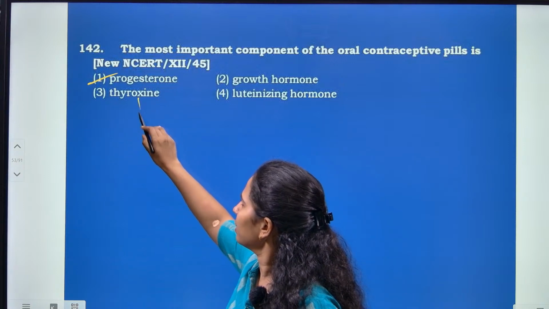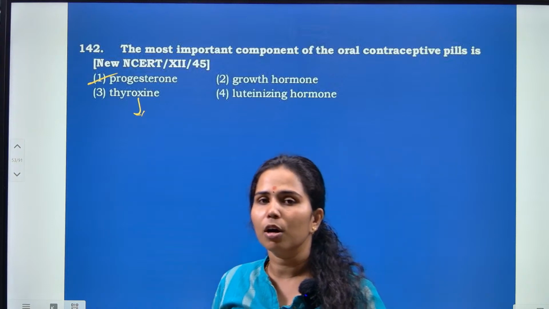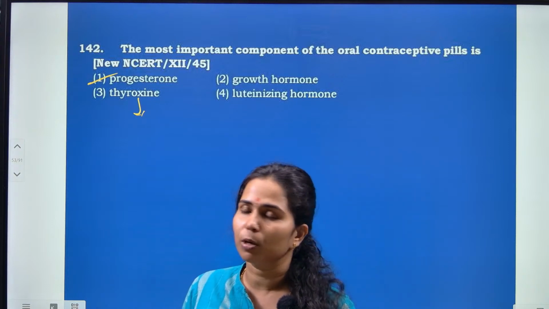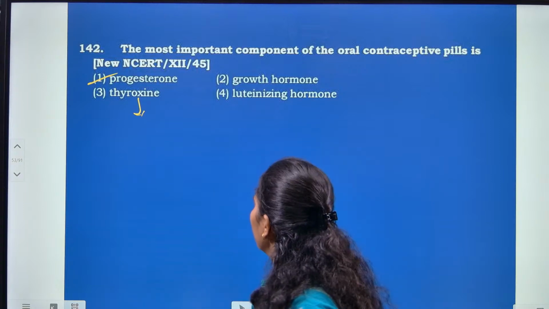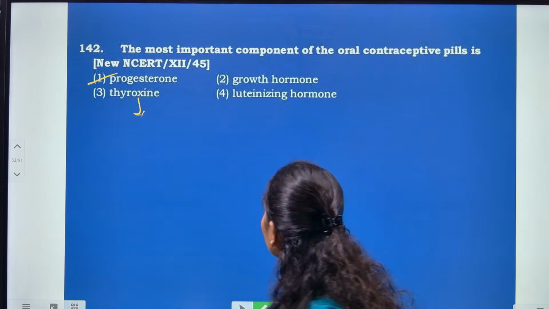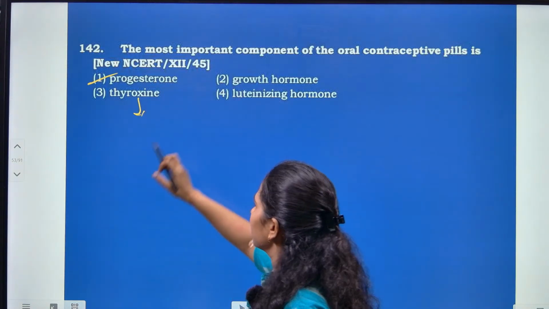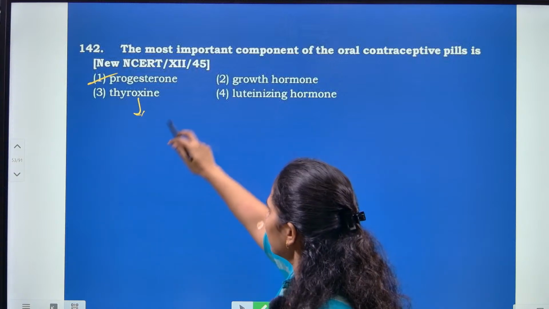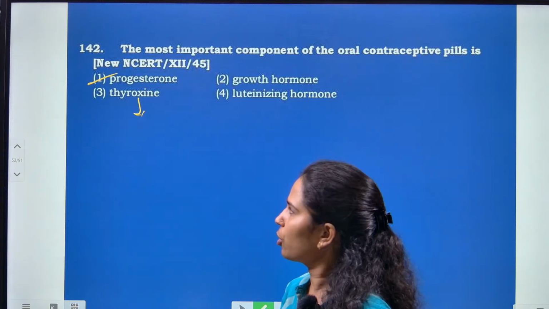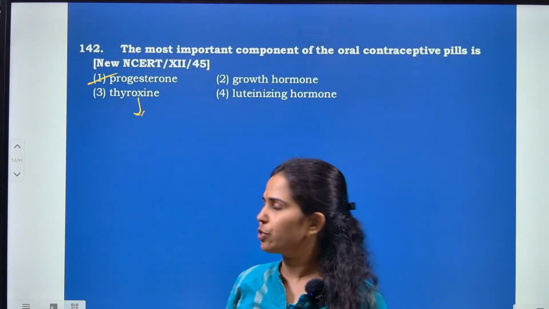Thyroxine is nothing but a hormone secreted by the thyroid gland to regulate the metabolism of the organism. Then growth hormone stimulates the growth of a person, to increase height, and the last one is the luteinizing hormone, which is secreted by the pituitary gland. So the right option for the most important component present in the oral contraceptive pill is the progesterone hormone.